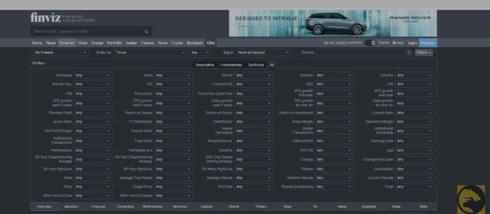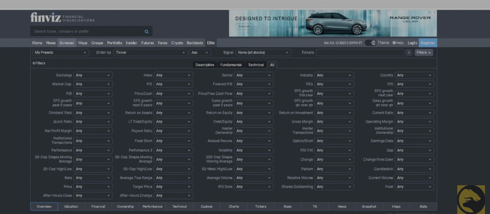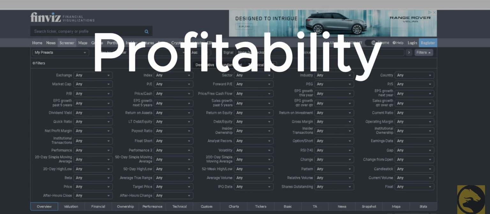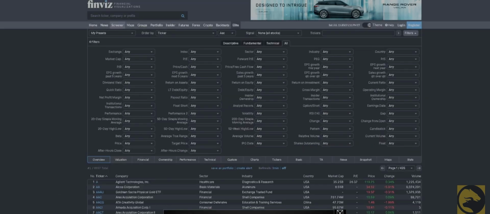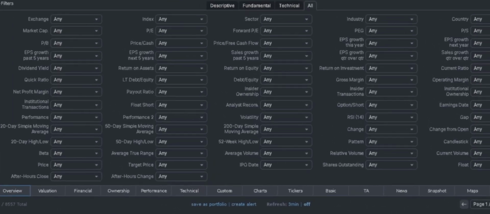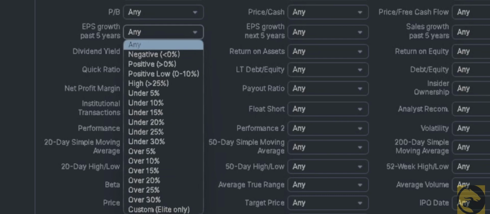So the first fundamental factor to consider is earnings per share, or EPS. It indicates a company's profitability and its ability to generate earnings for shareholders. Look for companies with consistently growing EPS, as this demonstrates financial strength and potential. As you can see here, we have all these options, but what we want is the EPS. So right here, these are the EPS options that we can select.